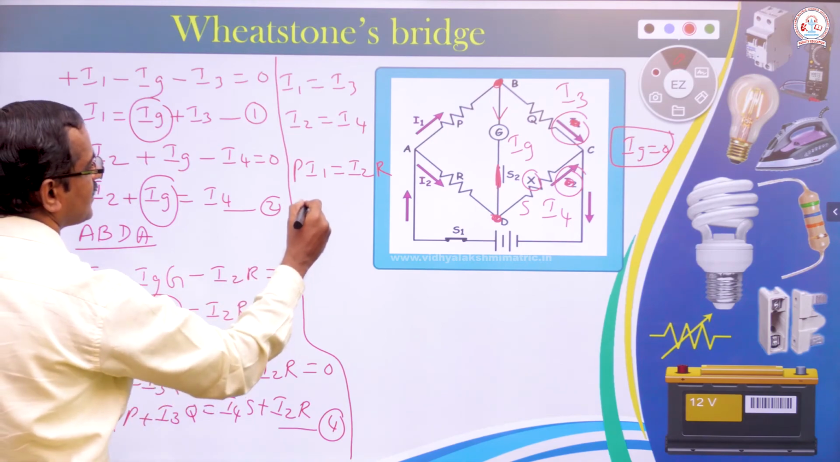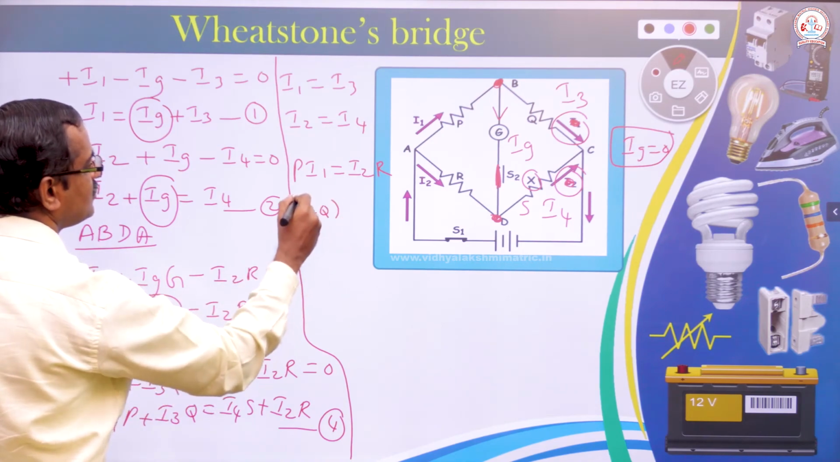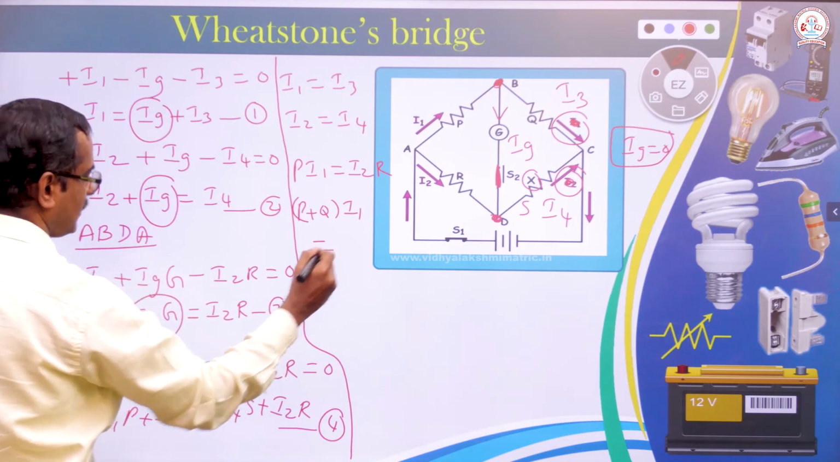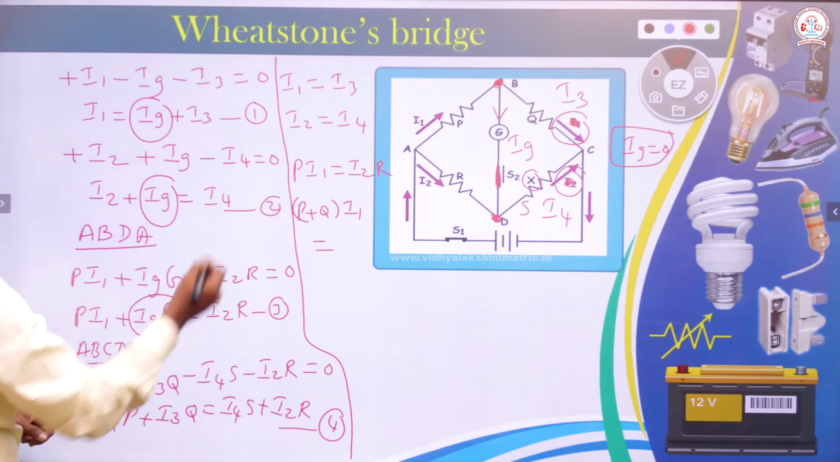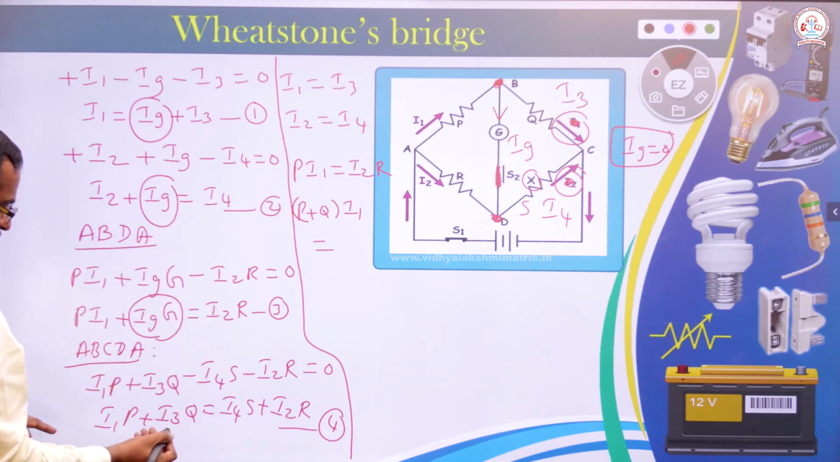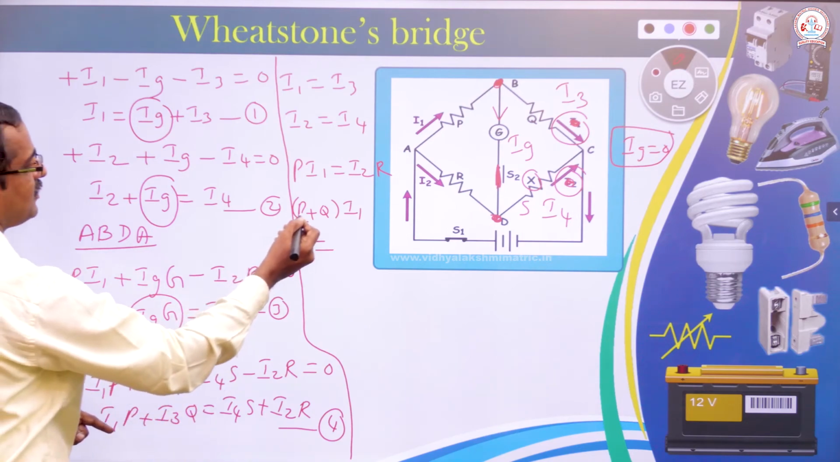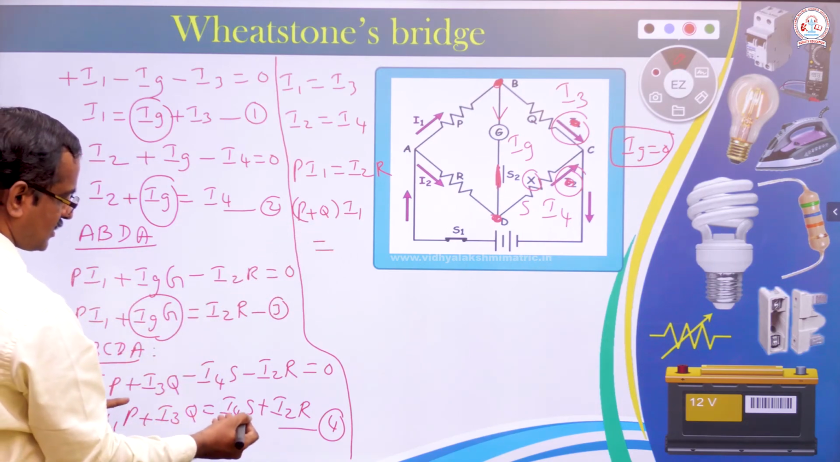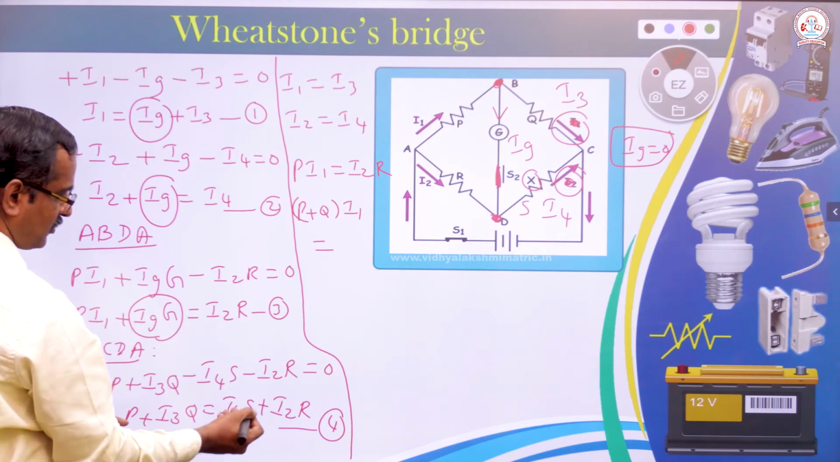You can get (P plus Q) into I1 equal to... because I3 is also I1 when Ig equals 0. So instead of I3 you substitute I1, take I1 common, then you get P plus Q. Then (P plus Q) into I1 equal to, on the right side, I4 S plus I2 S.